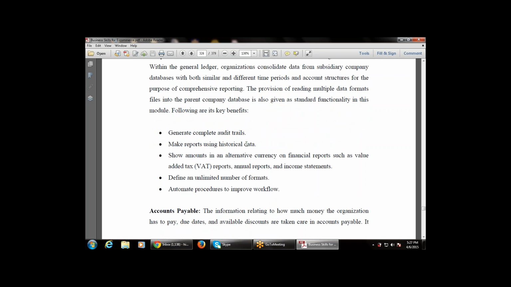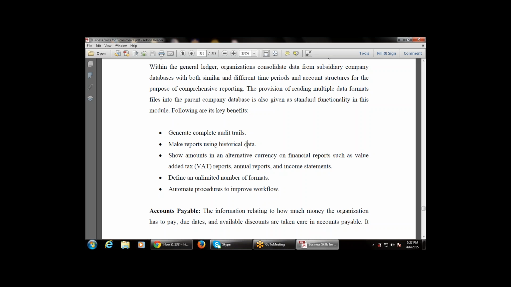It shows amounts in an alternative currency. That may be in value added tax reports, the annual report, or an income statement. It may be dollars, euros, rupees, or any currency that is used.